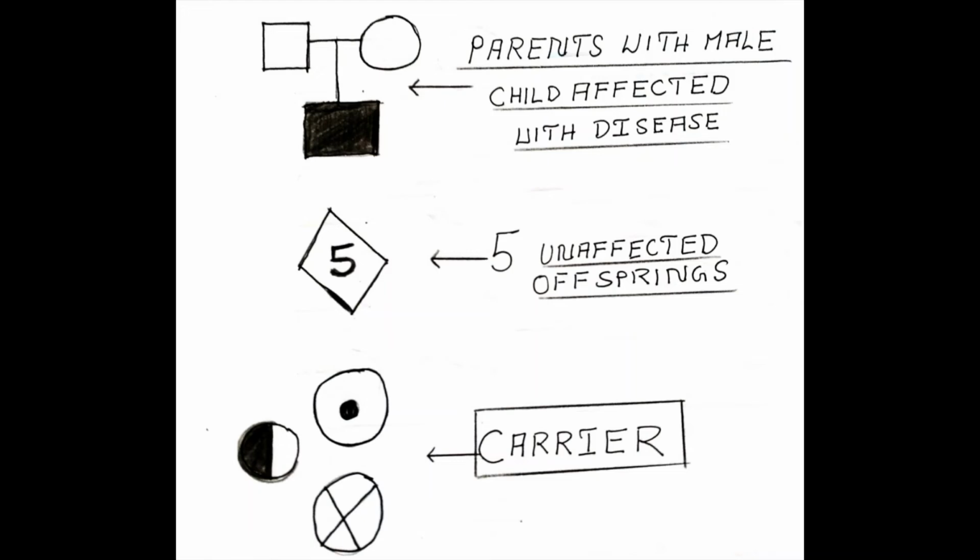And if there is a 5 in the rhombus shape, then it indicates 5 unaffected offspring. And the last one, just observe the last one. If you indicate a cross mark, or a shaded circle, or a half shaded portion, it indicates carrier. It may be square shape or round shape. If there is a cross, a shaded circle or a half shaded portion, then it indicates carrier.